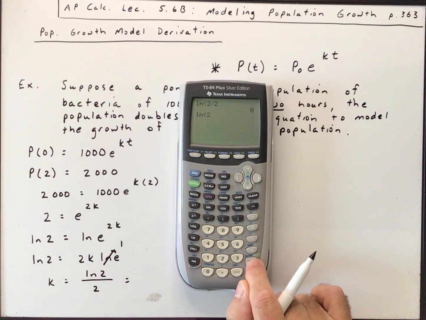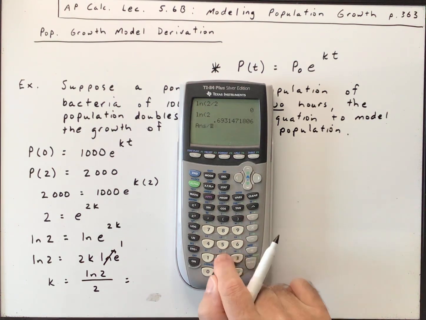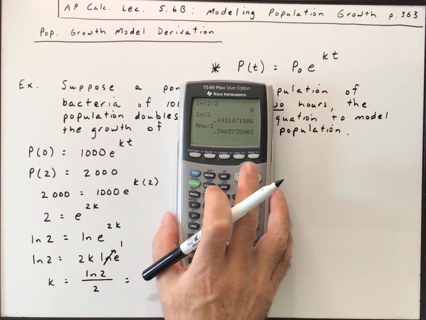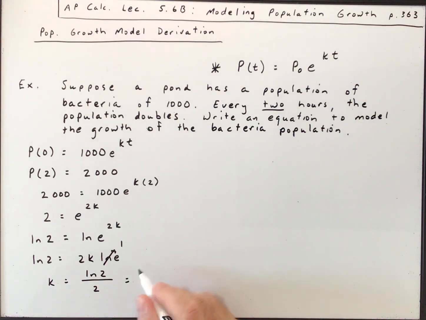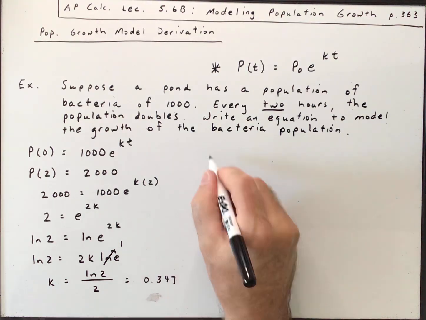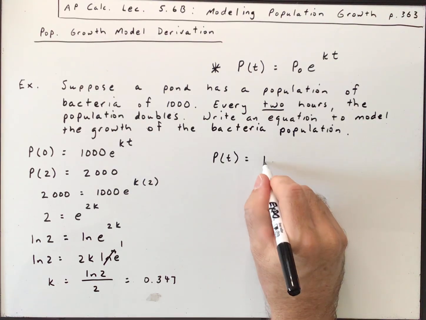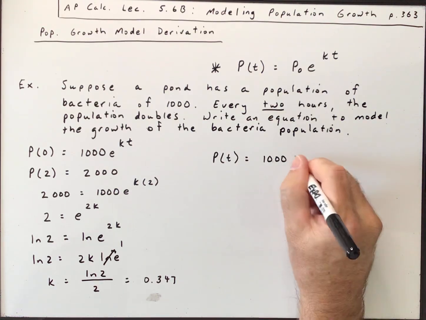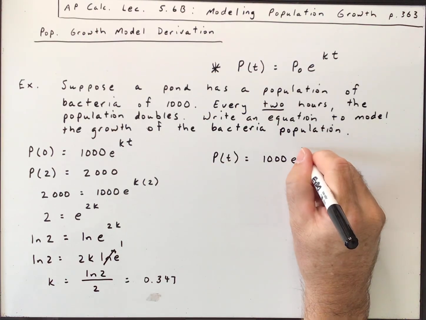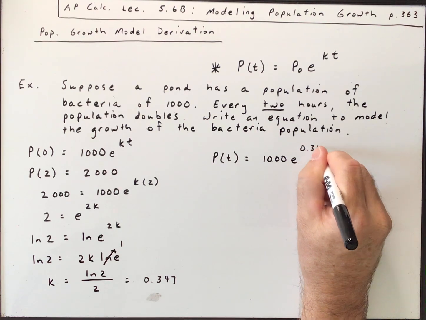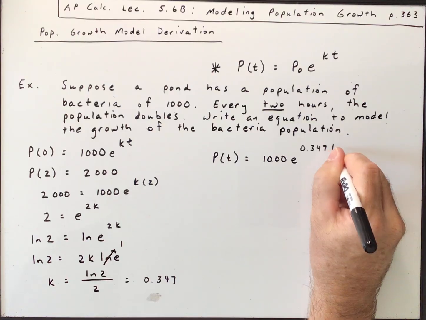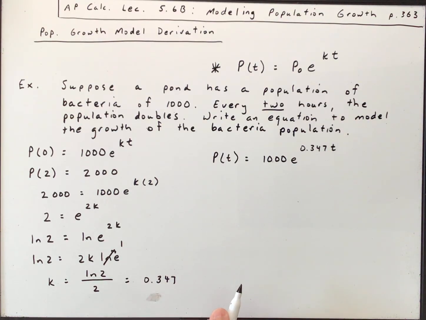Natural log of 2, and then divide that by 2. And we'd have 0.347 if we round to 3 places. You want to go out at least 3 places, maybe more. So K is 0.347. So the answer would be P of T is equal to 1,000, our initial population, times E to the KT, 0.347 times T. So let's check this.